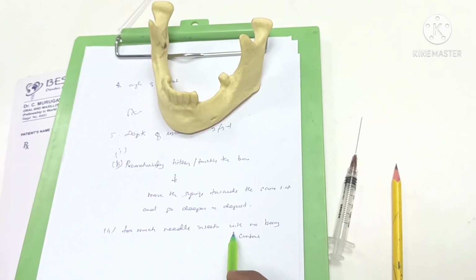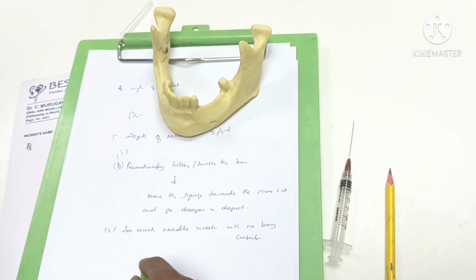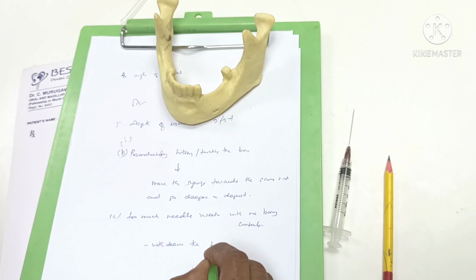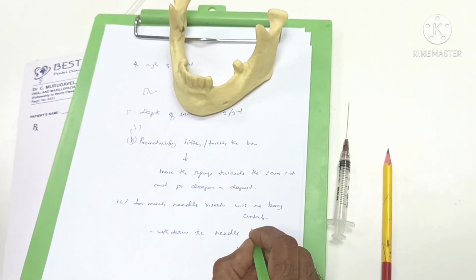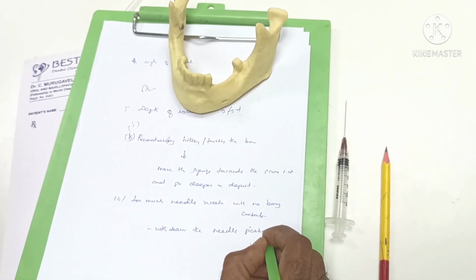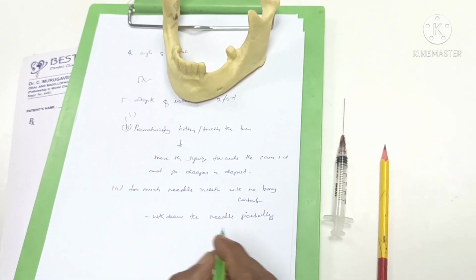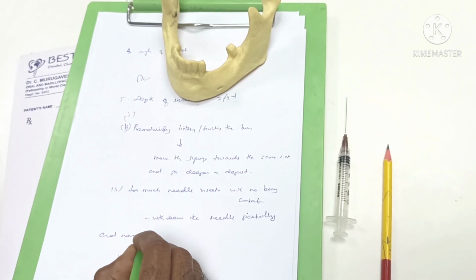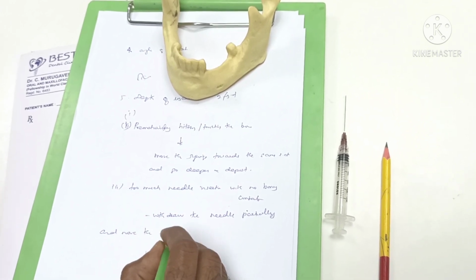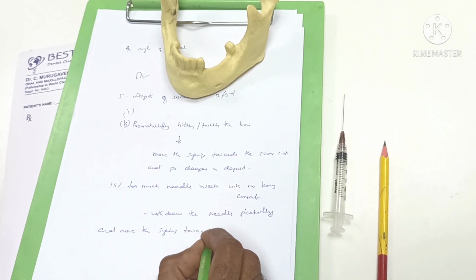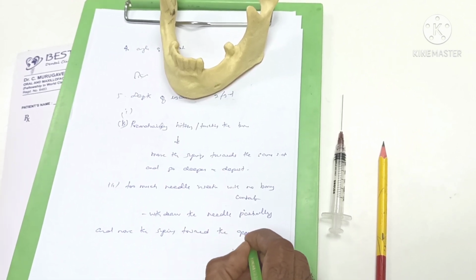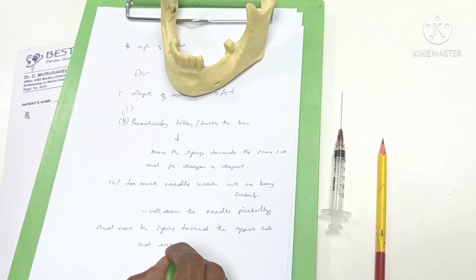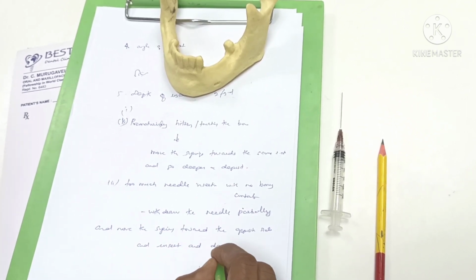If too much needle insertion happens with no bony contact, then you have to withdraw the needle partially, because the needle tip may be lying in the parotid space, and move the syringe towards the opposite side, insert and deposit the solution.